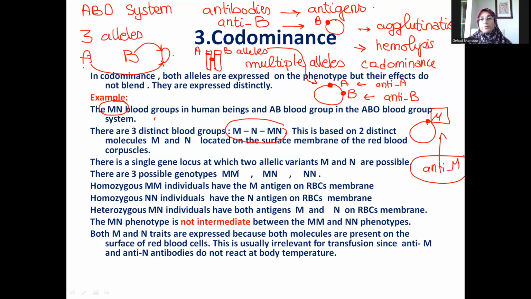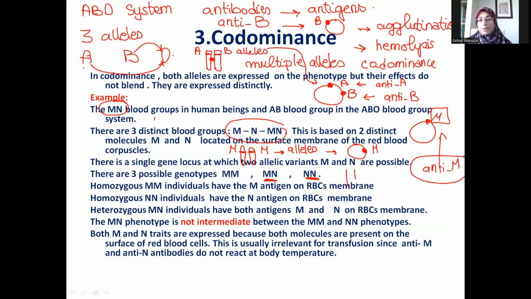Now, what are your possible genotypes? There are still two loci, just like in the ABO blood system. So you might receive M and M, or you might receive M and N, or you might receive N and N. If you receive M and M alleles, there is no problem, because your red blood corpuscle will express M on your RBC.